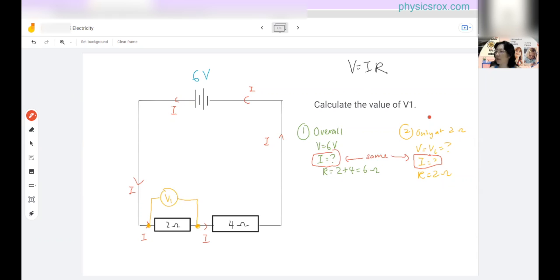So how to solve? We find out this I first. That's why from here, overall 6 volts, overall resistance, overall current. So when you count, you can get the current. So the overall current is 1 ampere. And this overall current is same as V1. That means you can take back this I and put inside here. So you want to find V1, you take the I, you substitute inside here. Then you can get 2 volts.